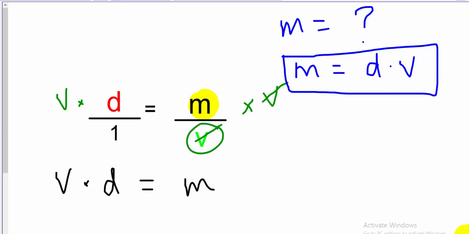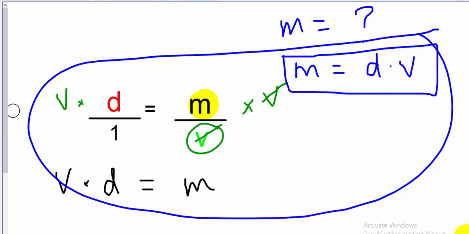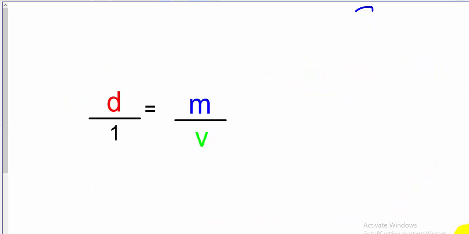I'm going to approach this exact same question in a slightly different way using cross multiplication. So let's step back one minute. Just going to clean this up. So again, I have my formula D equals M over V. And this time I'm going to again get rid of that volume on the bottom. I'm solving for mass, but I'm going to use the method of cross multiplication.